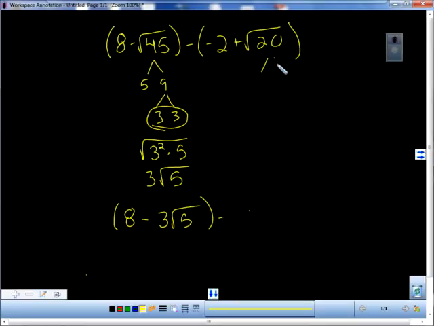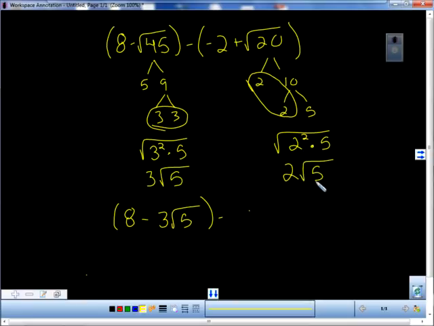Now over here I have to simplify the square root of 20. So I have 2 and 10, which gives me 2 and 5. I have a pair of 2's. So that gives me 2 squared times 5. Square root of 2 squared is 2 root 5. So I have negative 2 plus 2 root 5. All right, now I can combine like terms.